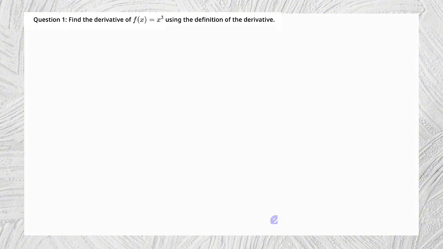So here we have a question. Find the derivative of f of x is equal to x cubed using the definition of the derivative. So let's solve this. Okay, so we start with the definition. Differentiation of f of x is equal to f of x plus h minus f of x divided by h as we limit h to 0.